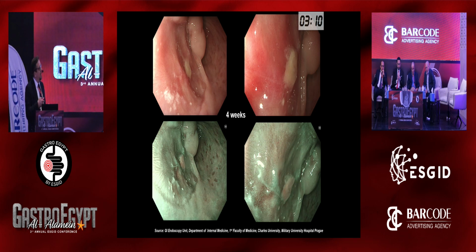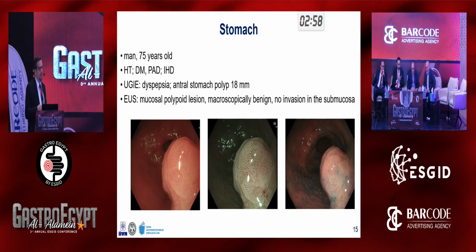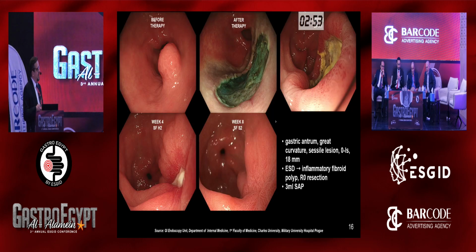This is the post-ESD defect. I treated it with the self-assembling peptide, and you can see that after weeks it was very nicely healed. I had the same experience with a lesion in the stomach. You can see this not so big lesion. This was before the therapy, after the ESD, and this is after 1 week. You can see that it starts healing. This is almost healed after 4 weeks, and after 8 weeks there is already a scar.